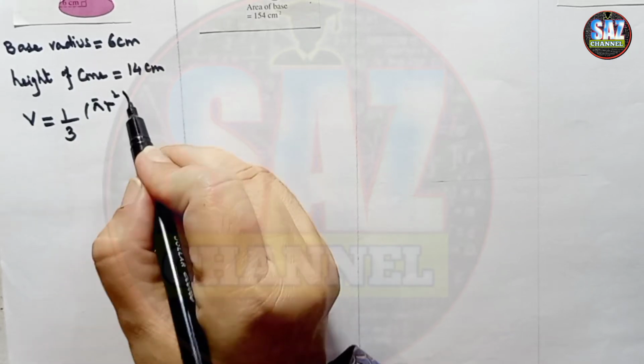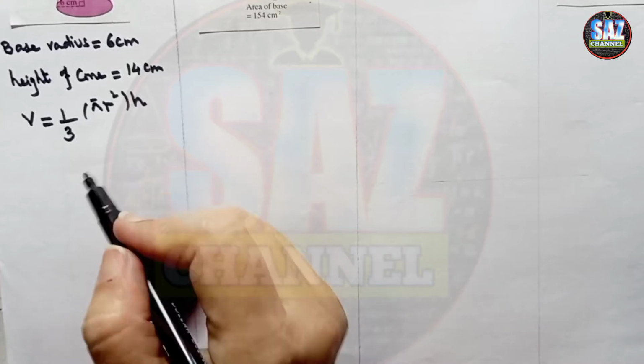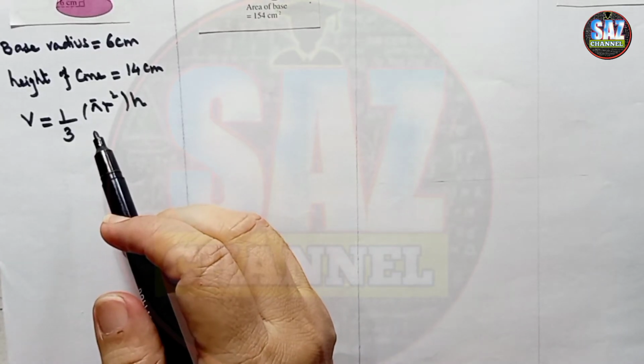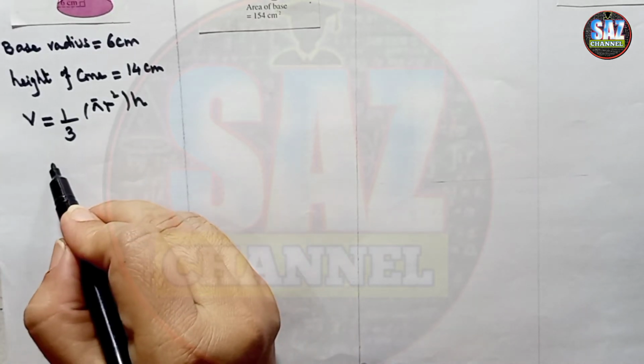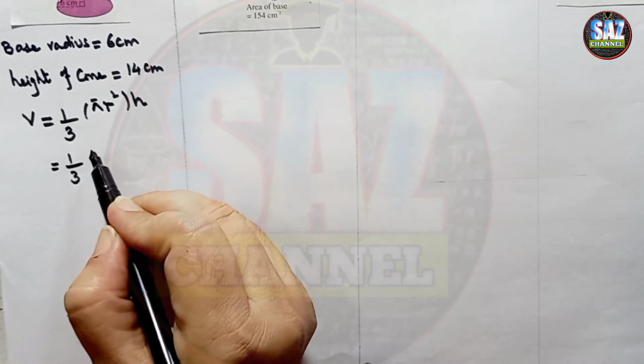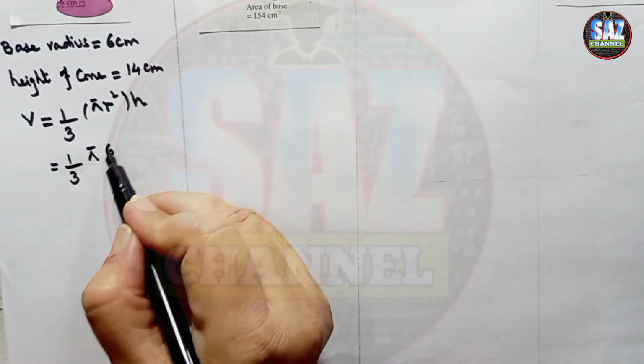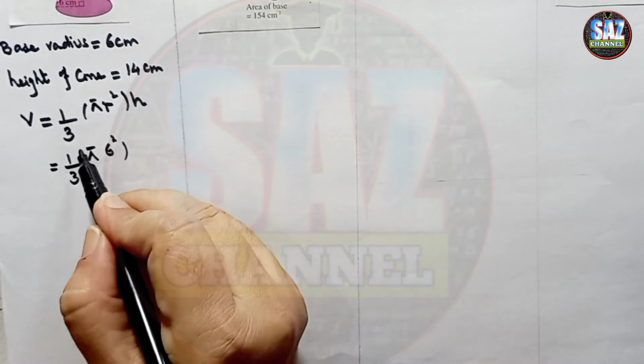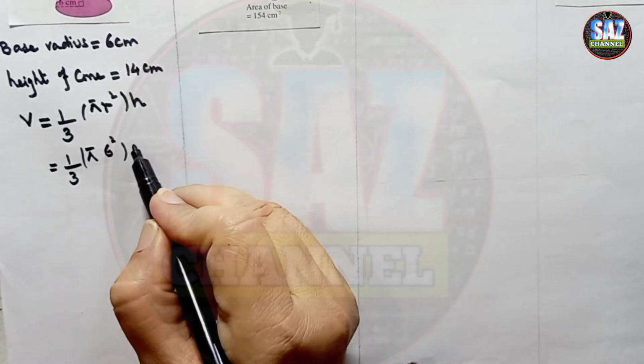where pi r square is the formula for the area of circle. And now what we have to do is just insert the values carefully. Pi into r is 6, I have to take the square of 6, and h is 14.